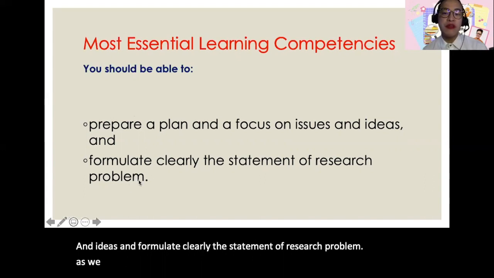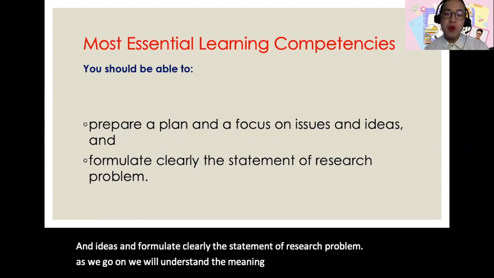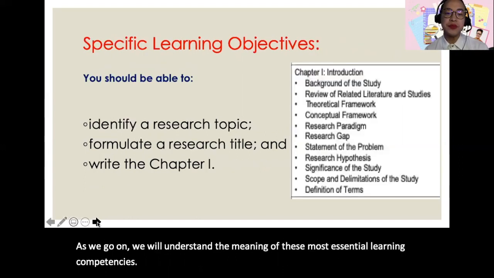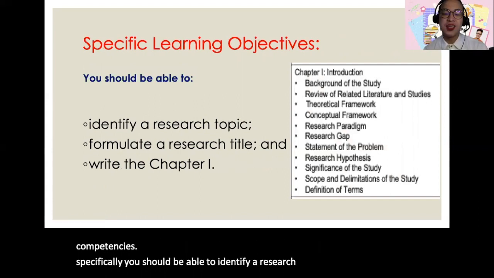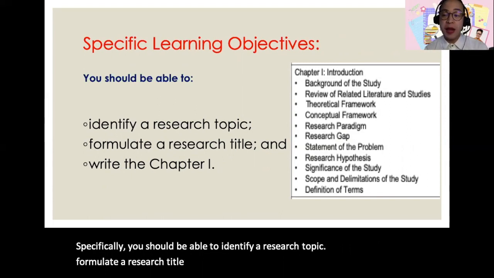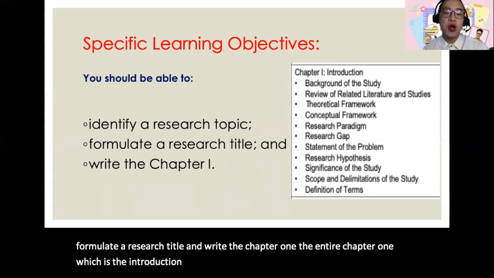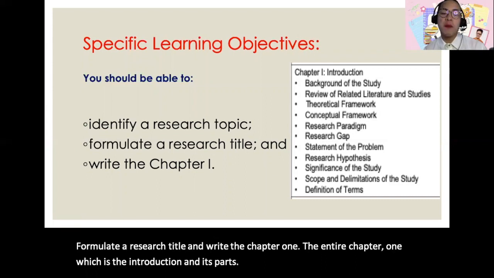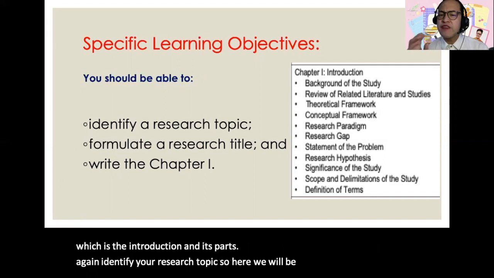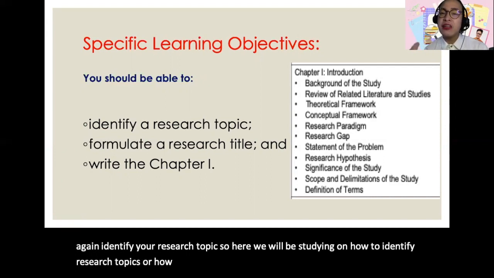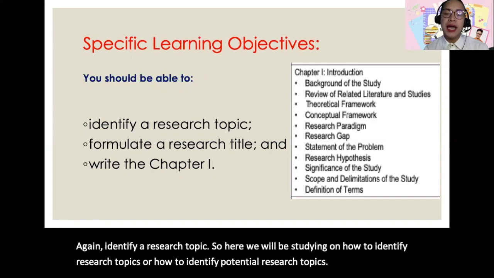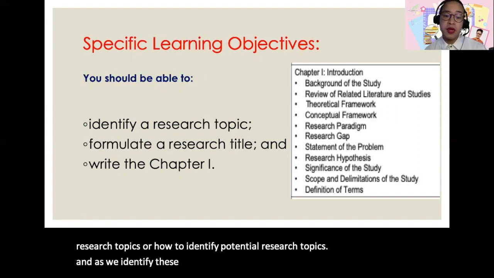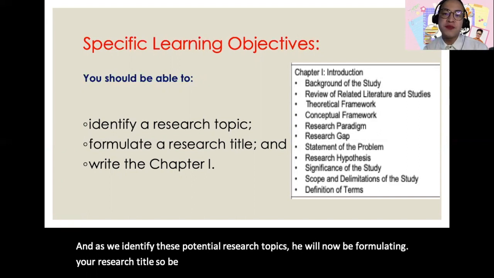As we go on, we will understand the meaning of these most essential learning competencies. Specifically, you should be able to identify a research topic, formulate a research title, and write the entire chapter 1, which is the introduction, and its parts. Again, identify a research topic. Here we will be studying how to identify potential research topics. As we identify these, you will be formulating your research title. So be ready for title defense.